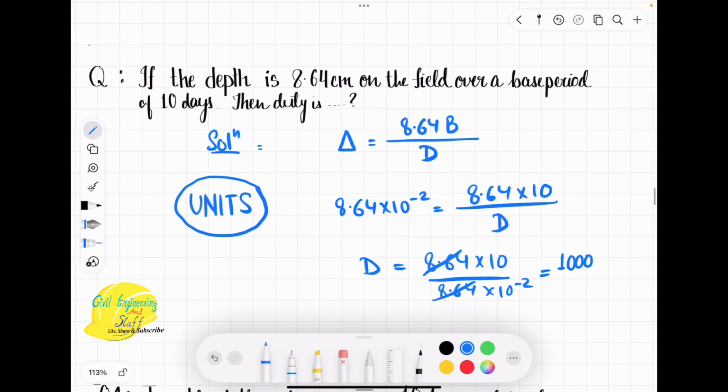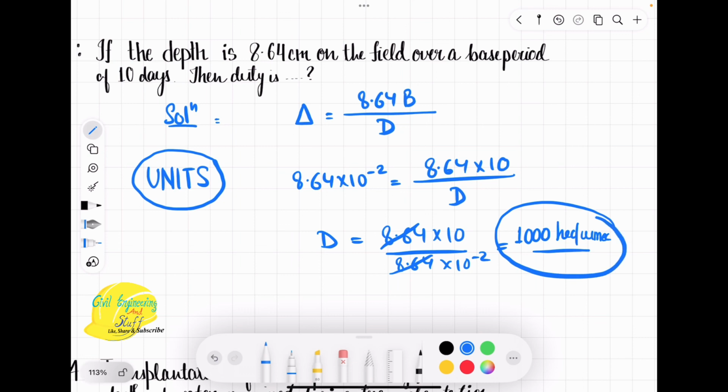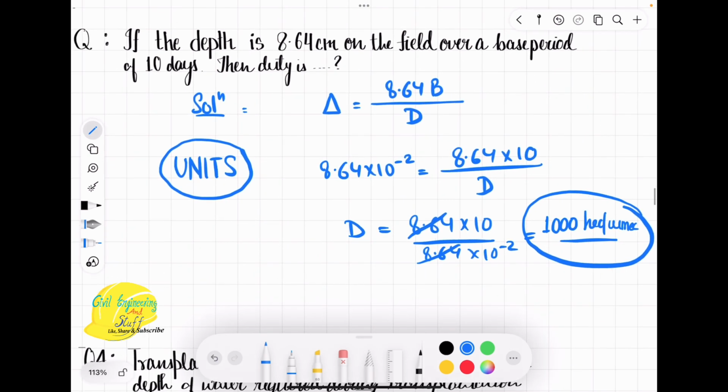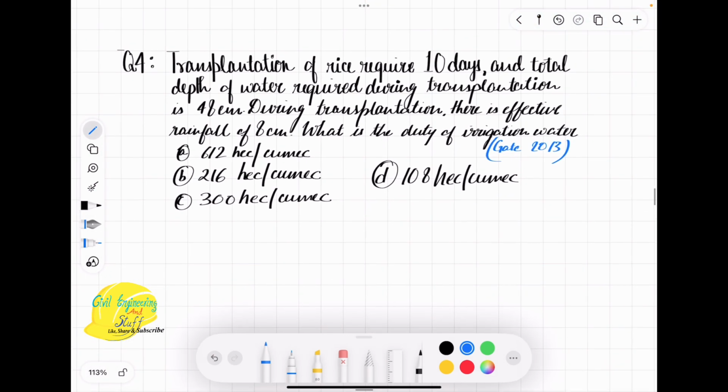What is the unit? 1000 hectare per cumec. This is the answer. Simple. The only twist was we have to be careful about units. Okay, be careful about this. Let's move on to another question.